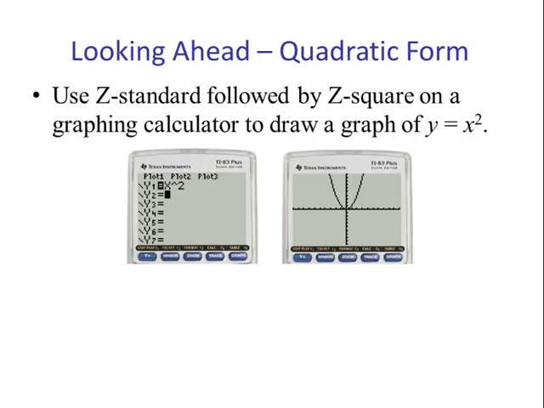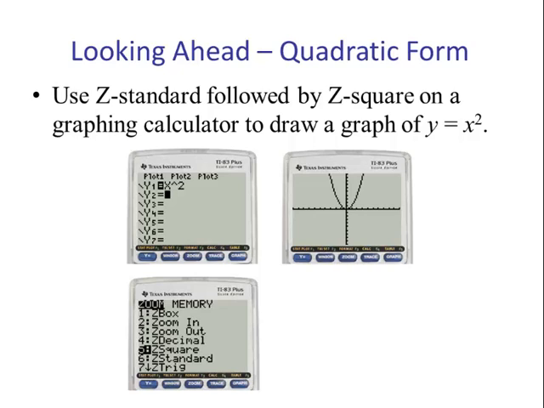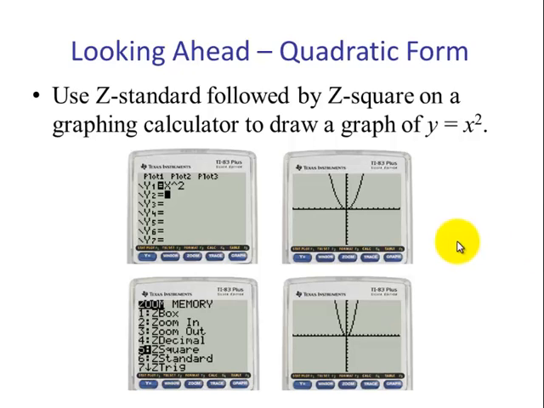We hit graph. Then if we hit zoom and number 5 for ZSquare and then hit graph, this is now x squared. Because this is a rectangular viewing window, the x and the y are at different scales. So using ZSquare makes the x unit and the y unit the same on both axes.